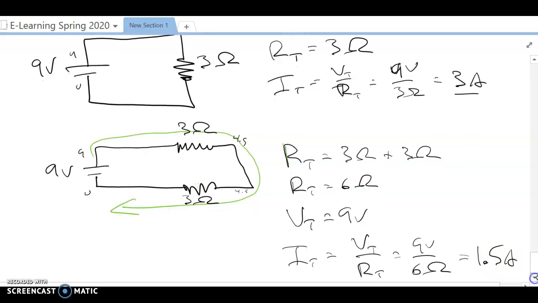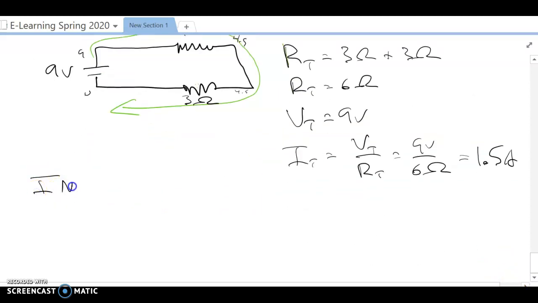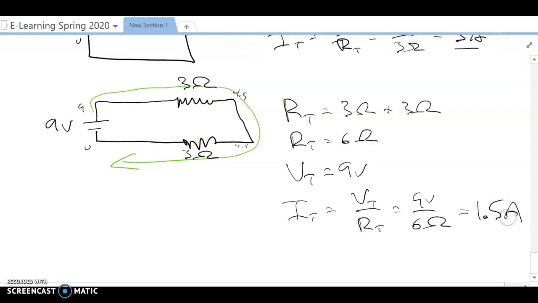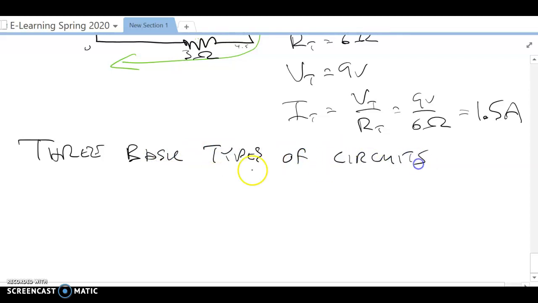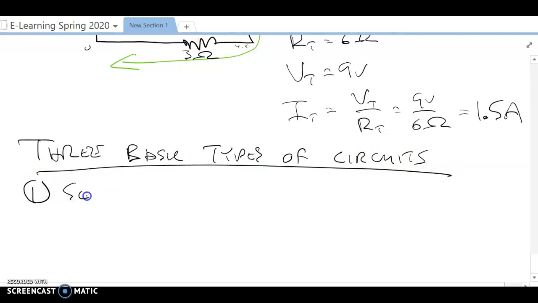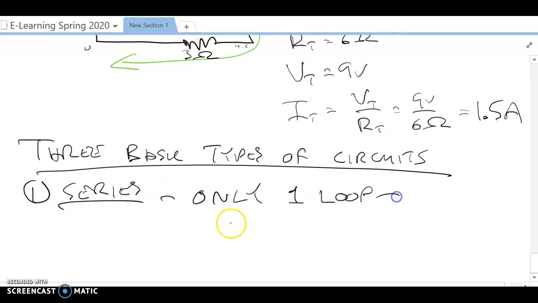So this is about in series. So I'm going to back up, just make sure you know what I'm talking about. All right, so there are 3 basic types of circuits. 1, series. And that is when it's just only one loop. Only one way for electrons to get through there.